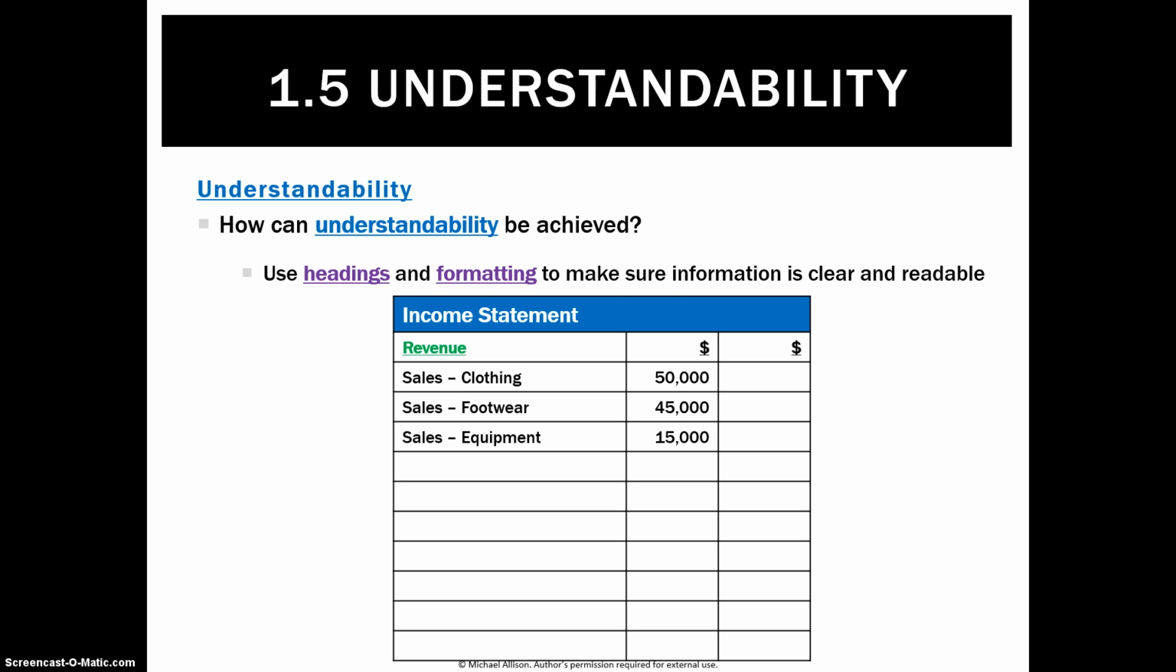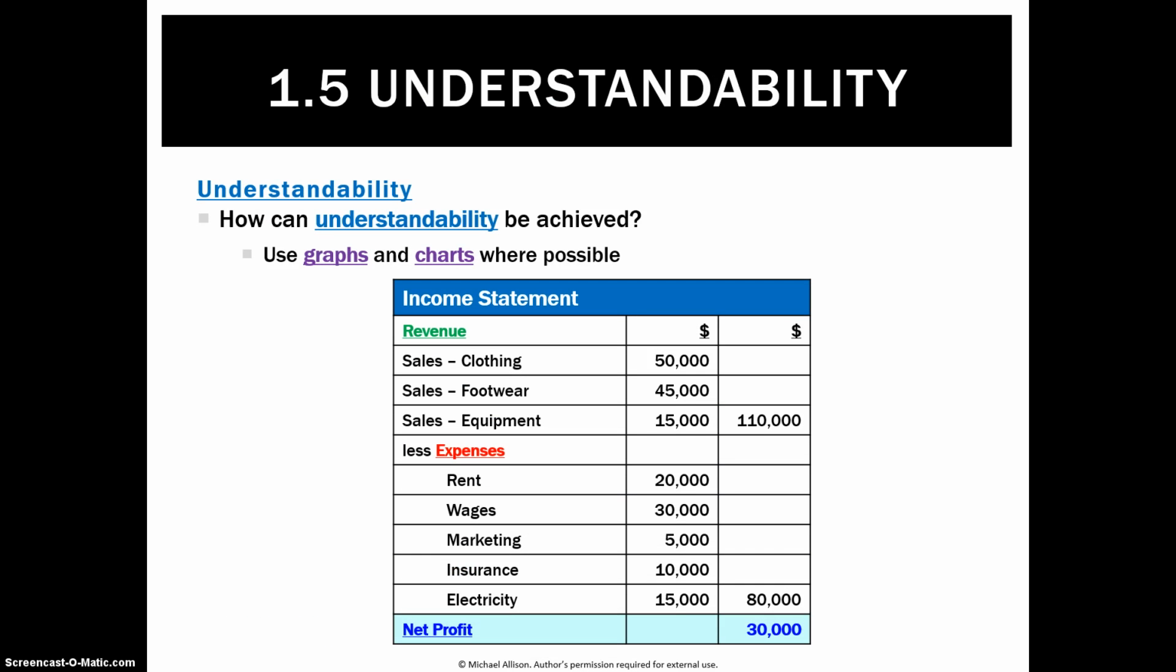So we list one section of revenues with a nice total. Then we list our expenses all individually and with a total. And that allows us to easily calculate a net profit. Another example is to use graphs and charts. So while the income statement there is good, it's much better than the one we had before.